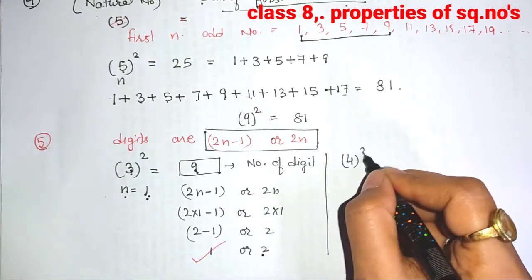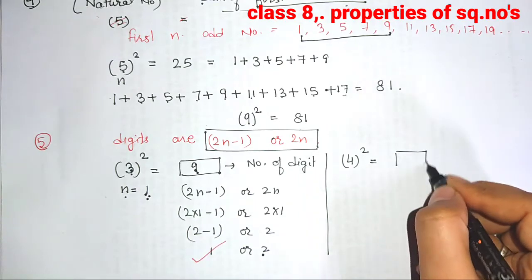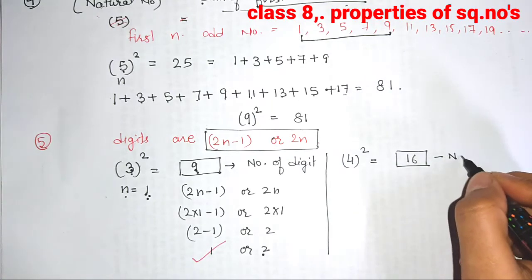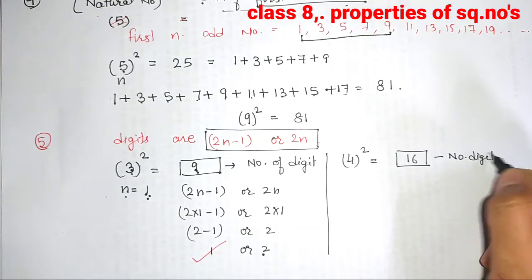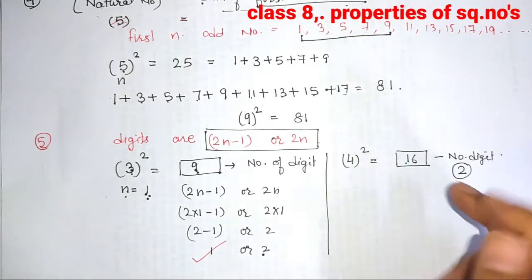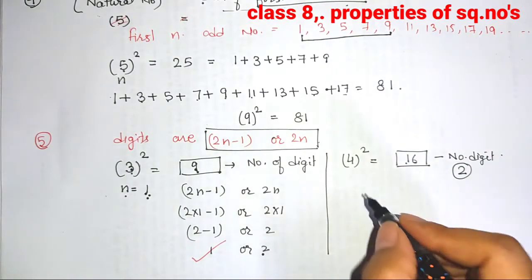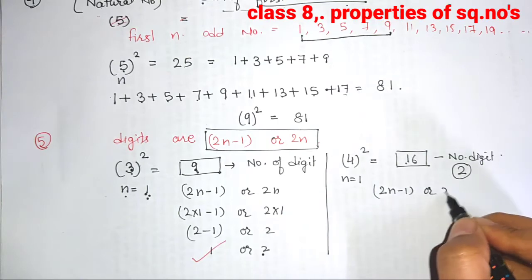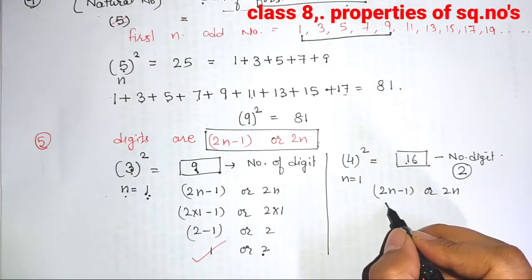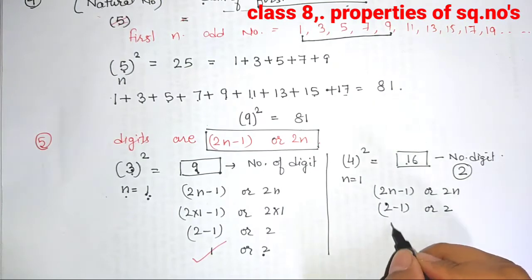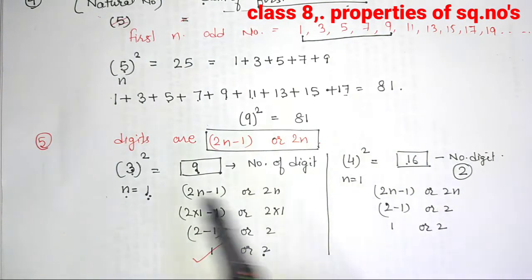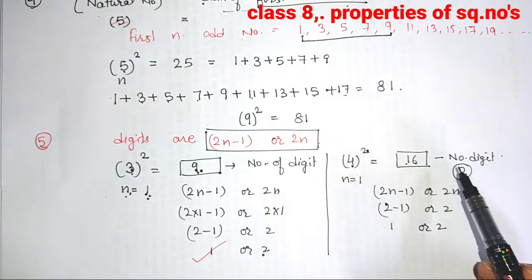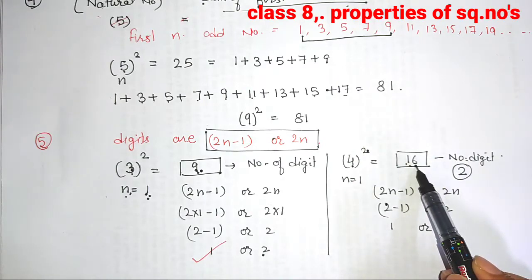If you square 4, you know the square is 16. Now how many digits are there? There are 2 digits, 1 and 6. For that your n is 1, and again I can apply this formula, 2n, that is 2 minus 1 or 2. So now you can see 1 or 2. When we square the 1 digit number 3, we get only 1 digit in our answer. When we square 4, we get 2 digits in our answer.